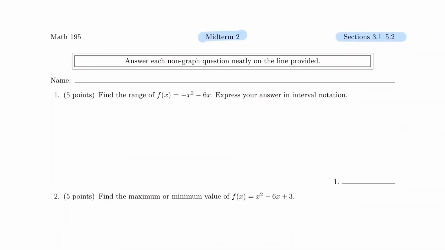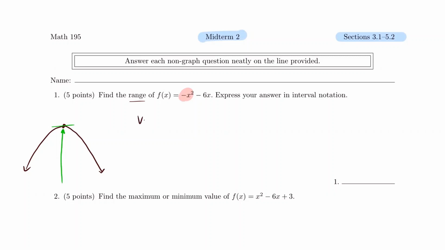Okay, so for number 1, we're going to find the range of this function, and we're going to express the answer using interval notation. If you look at this function, the leading term is negative x squared minus 6x. So roughly sketching, it's a downward-facing parabola. So the range would be negative infinity all the way to that point right there, which happens to be the vertex, the y-coordinate of the vertex. So we're going to go ahead and figure out what that is.